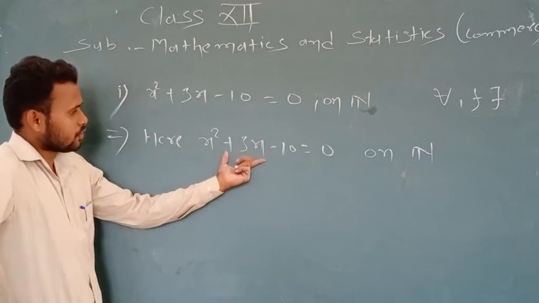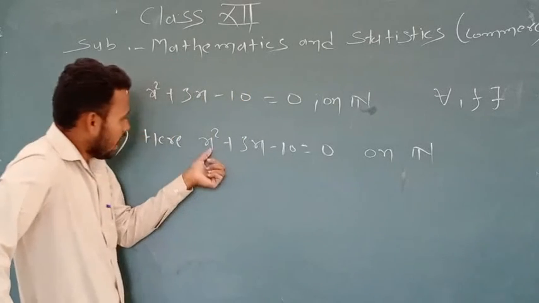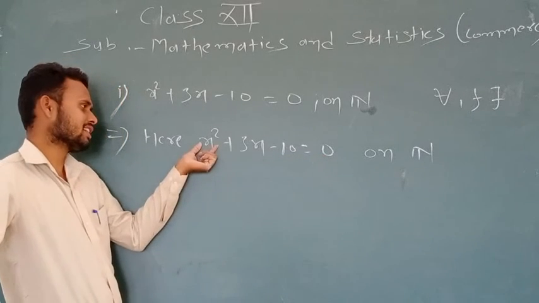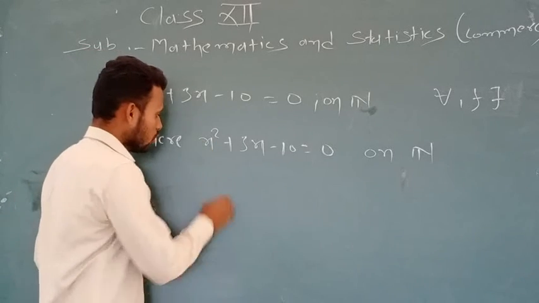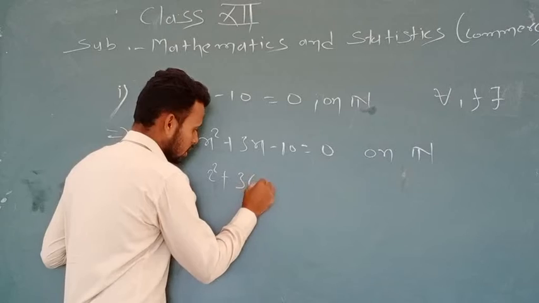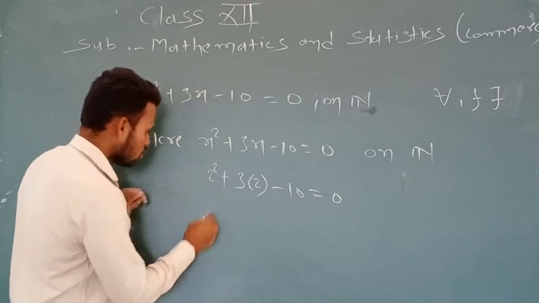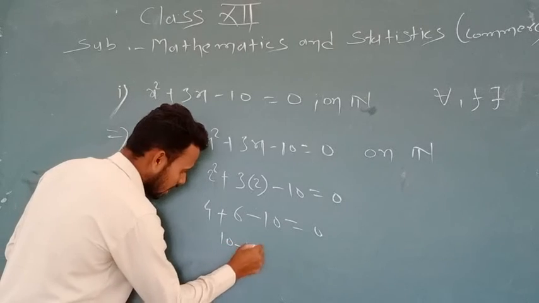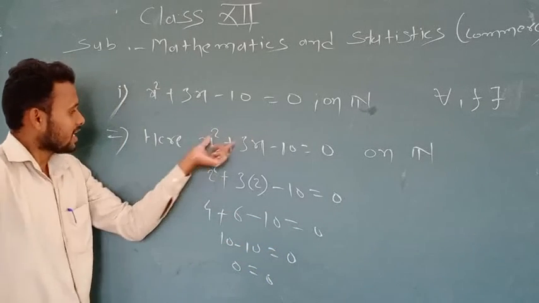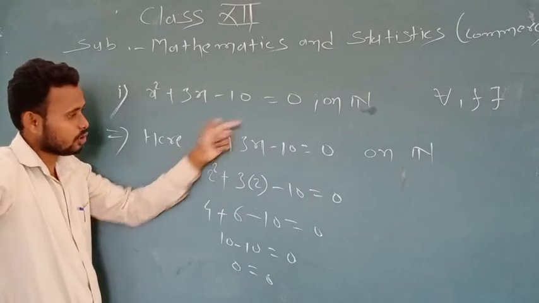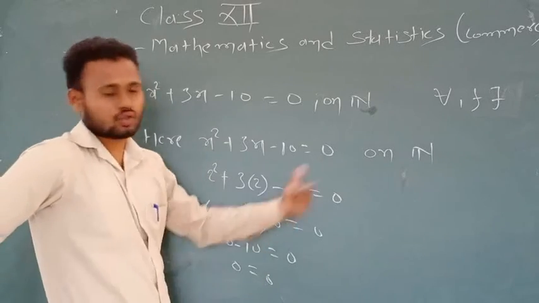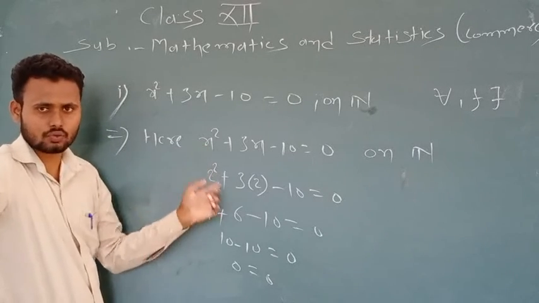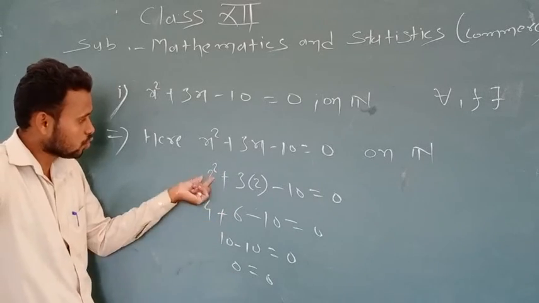Now, this equation is defined on the set of natural numbers. Suppose we take x equal to 2, 2 is a natural number. Then 2 square plus 3 into 2 minus 10: 2 square is 4, plus 3 into 2 is 6, 6 plus 4 is 10, 10 minus 10 is 0. So x equal to 2 satisfies this equation, x belongs to natural number. But if we take any other natural number besides 2, the equation does not satisfy. There are infinite natural numbers, 1 up to and so on. Among them, only one natural number, 2, satisfies this equation.